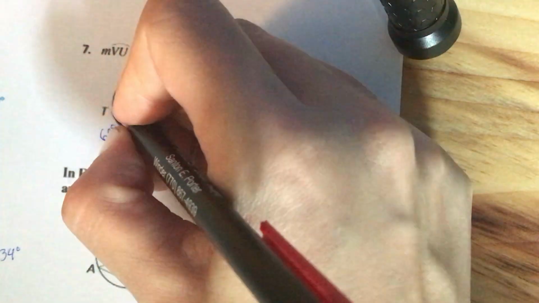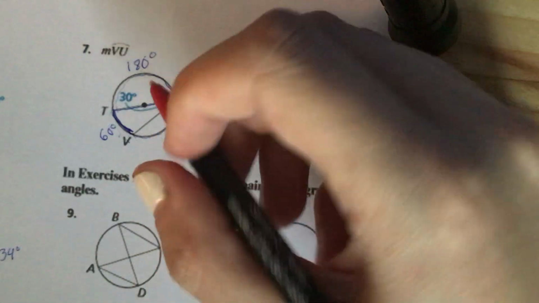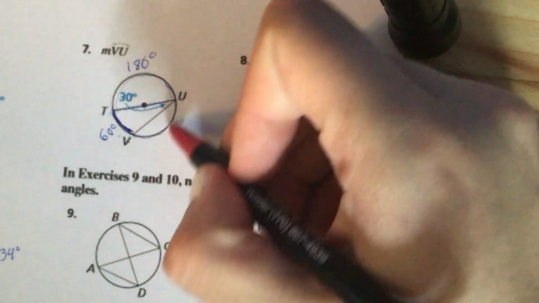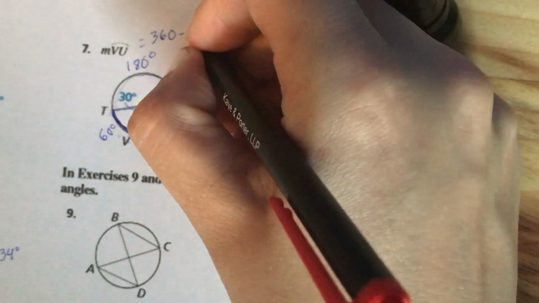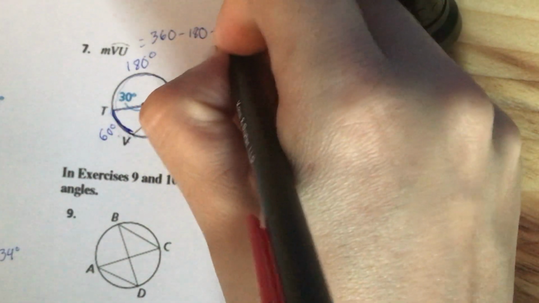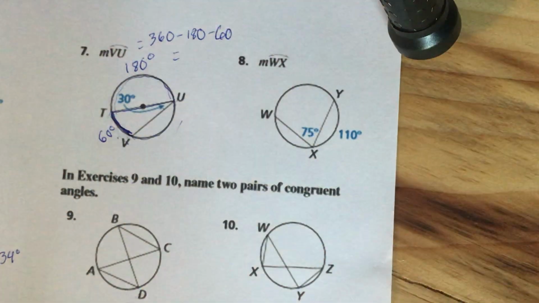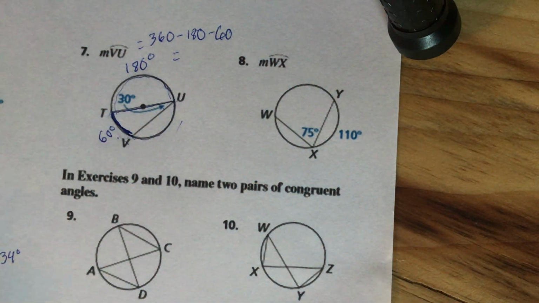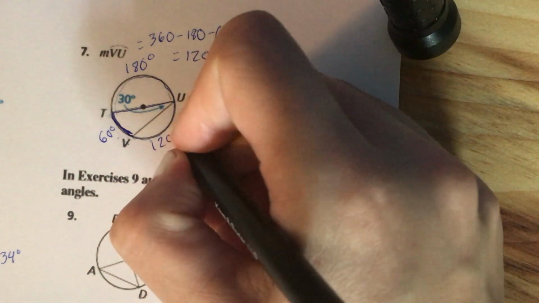So we know because this, again, is our diameter, this is going to be 180. And so how we have found these arcs in the past is doing 360 minus 180 minus 60. Okay, so again, I believe it's just 120. Yeah, 120. So we know VU is 120 degrees.